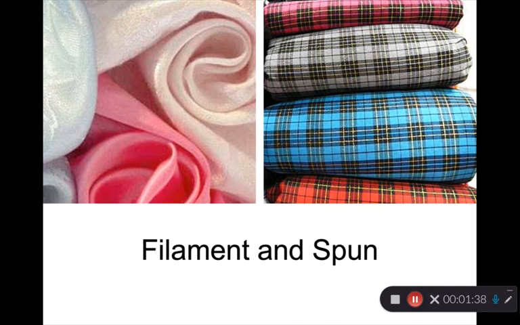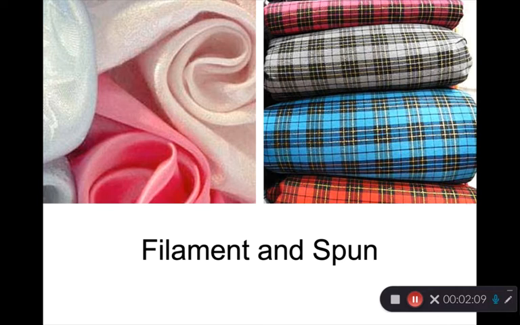Yarns tend to be classified as filament or spun. Spun yarns are staple fibers, and those fibers need to be twisted to hold them together. So spun yarns can be natural fibers or manufactured fibers. Filament yarns are only filament fibers, and the fibers tend to be the same length as the yarn itself.